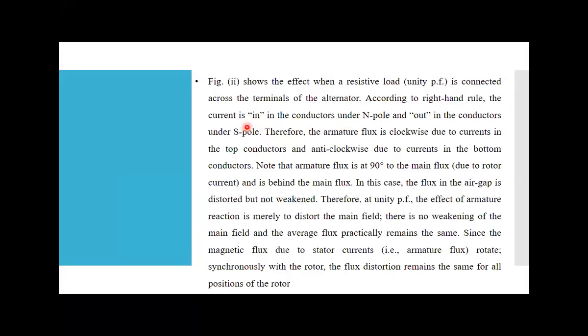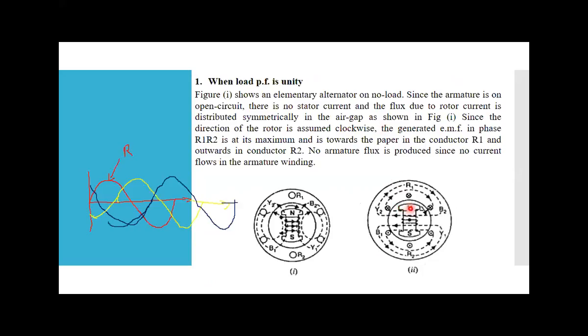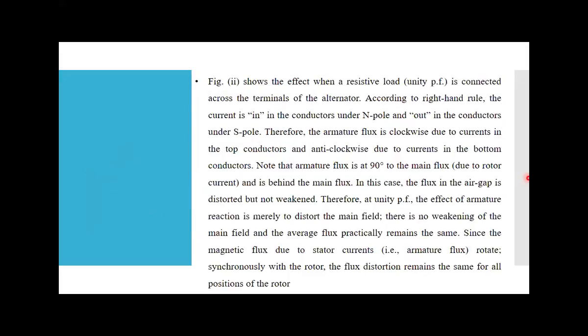So according to the right hand rule, the current is in the conductors under N pole. So those conductors are under N pole, and in them the current is in the inside direction, and those conductors towards the S pole direction have the current in the outward direction according to the right hand rule. So the current is in the conductors under N pole and out in the conductors under S pole, according to Fleming's right hand rule. Okay. So therefore the armature flux is clockwise due to the current in the top conductors.